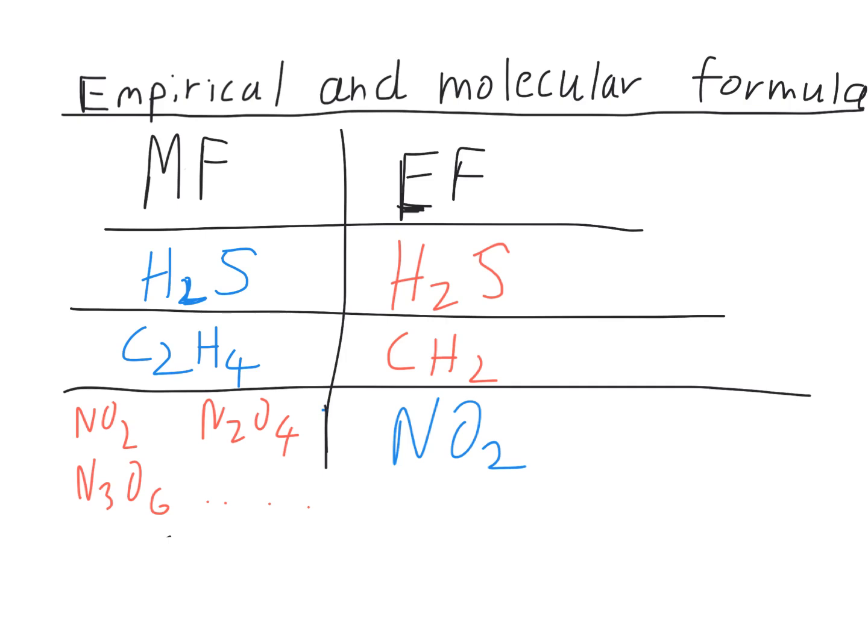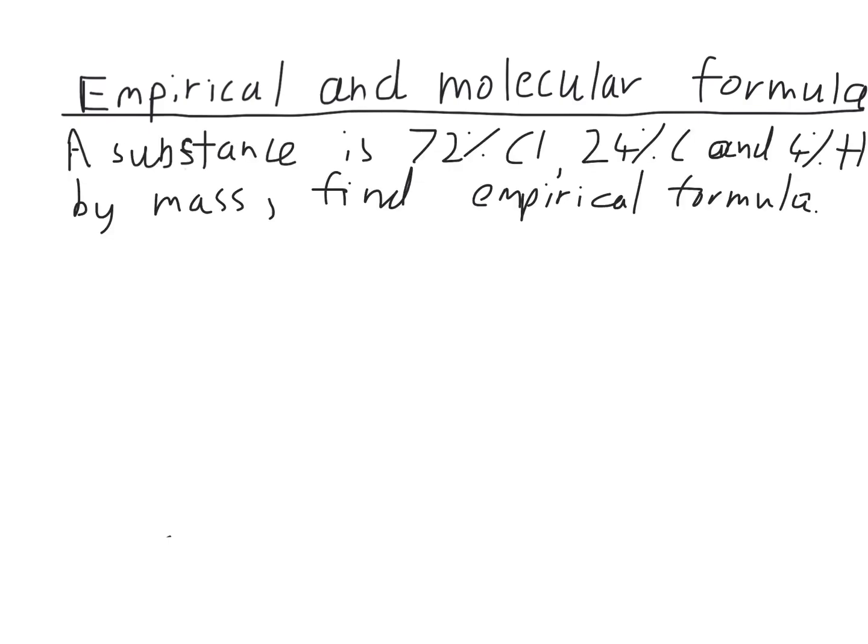So when we go from empirical to molecular, we normally need a little bit more data. Often we need the molecular mass, and if we have that, we can actually make the link. Okay, so here we have a question now to find empirical formula. Normally when you're given percentage composition by mass and you're trying to find formula, the first thing you can find is empirical formula, and that's what we're going to do for this question.